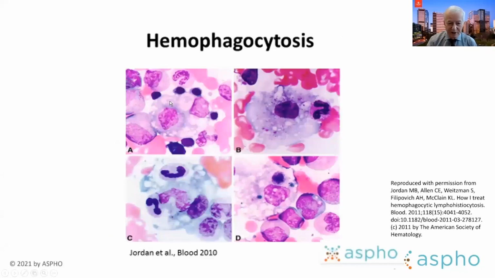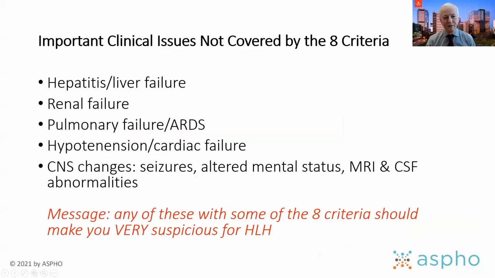Hemophagocytosis is nice when it's found. It's obviously the macrophages engulfing normal cells sitting in the cytoplasm, such as illustrated in these 4 pictures. But it's not always found. And there are some important parts of this syndrome which you have to remember that the 8 criteria don't include and are very often found.